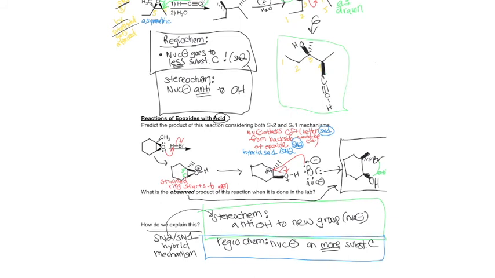Okay, so once again, step back. Compare that to basic conditions. Nucleophile goes on the less substituted carbon. Under acidic conditions, nucleophile goes on the more substituted carbon. Acid and base conditions are opposite regiochem. Stereochem: new group anti to OH, new group anti to OH. Acid and base conditions have the same stereochem.